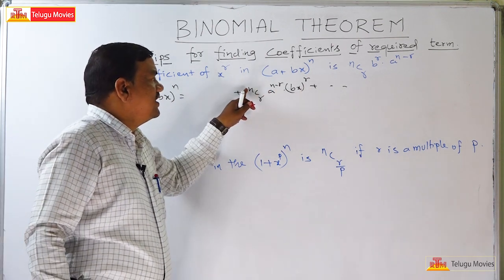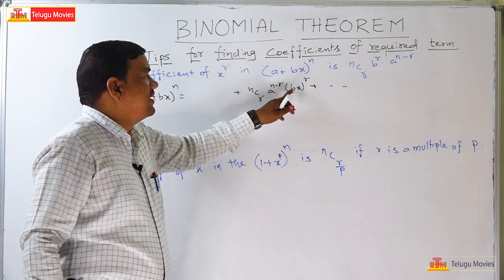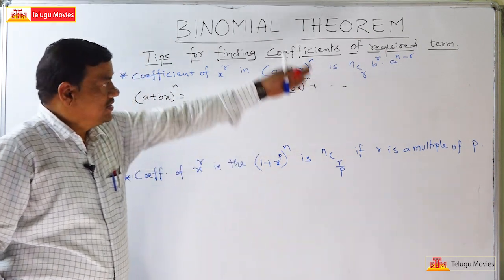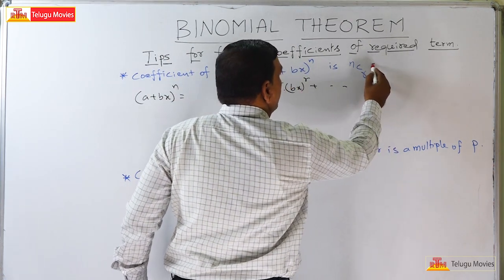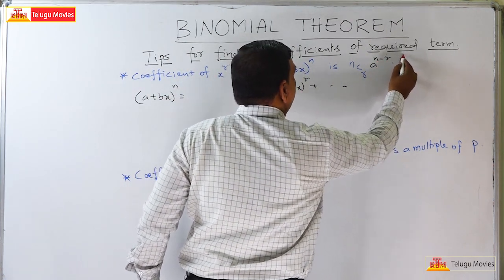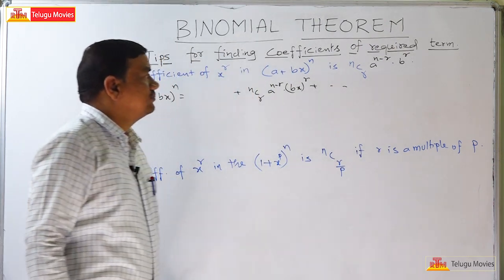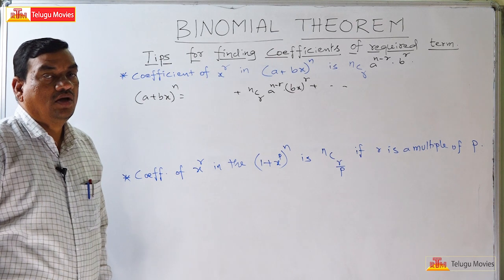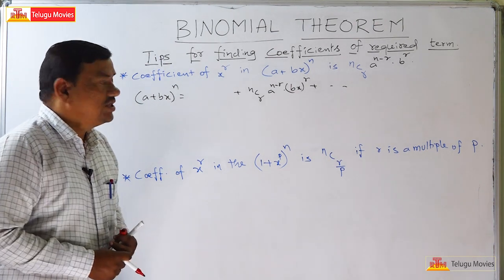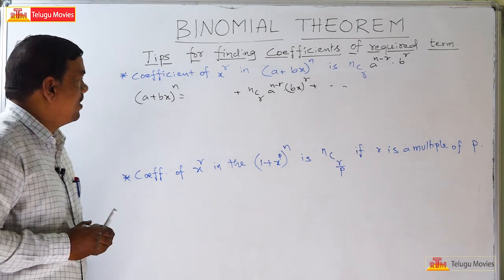So if you observe here, nCr a to the power of n minus r into b to the power of r. The same formula. Otherwise, you can easily remember it like this: a to the power of n minus r, b to the power of r. That's all. Here, b to the power of x power r. Nothing to by heart. Now, we are going to see some problems in this.